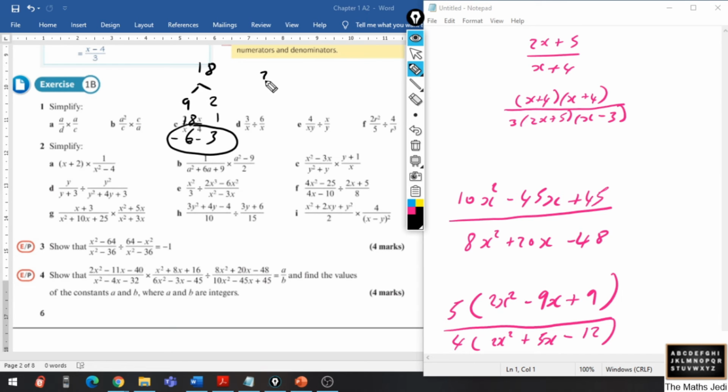So again, in factorisation of that, we have 2x squared minus 6x minus 3x plus 9. We're going to factorise the first pair, factorise the second pair, and we have 2x minus 3 brackets x minus 3. So let's just correct that up here. So 2x minus 3, x minus 3.